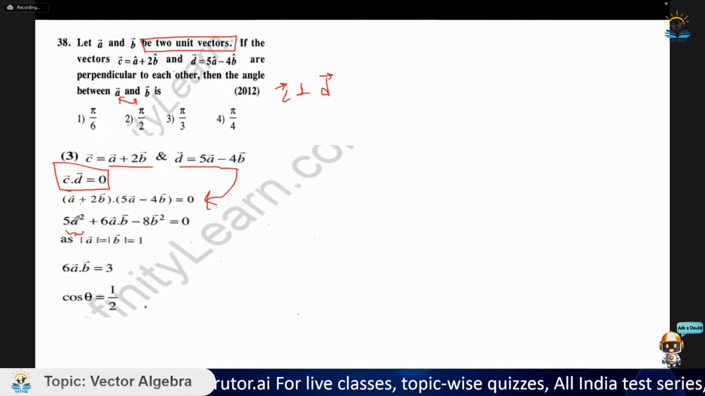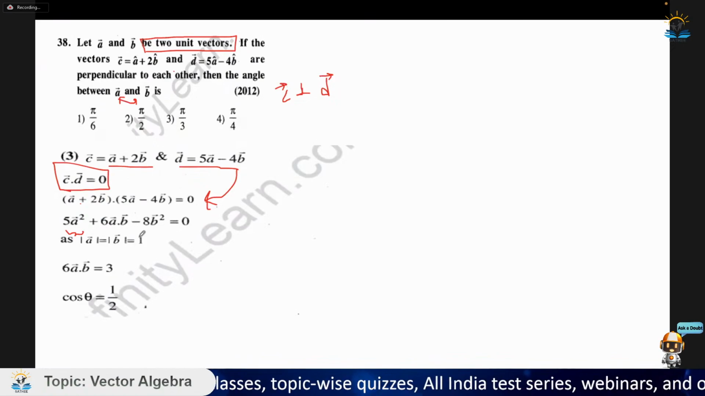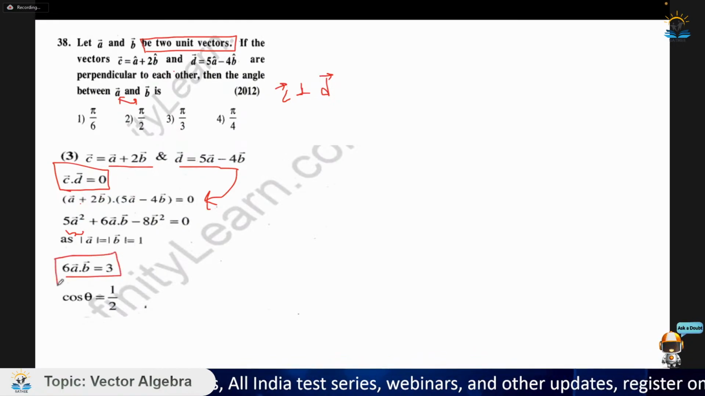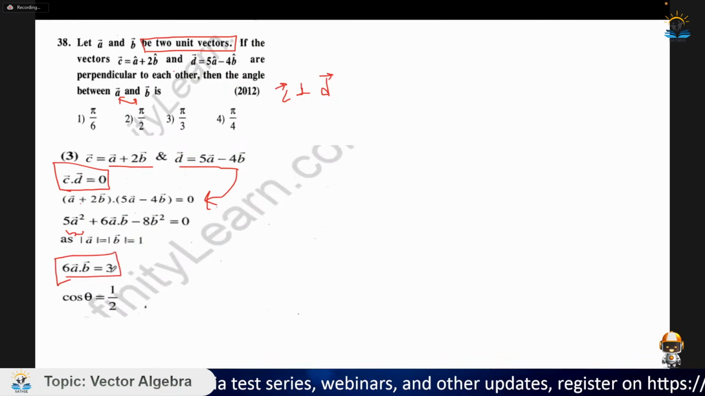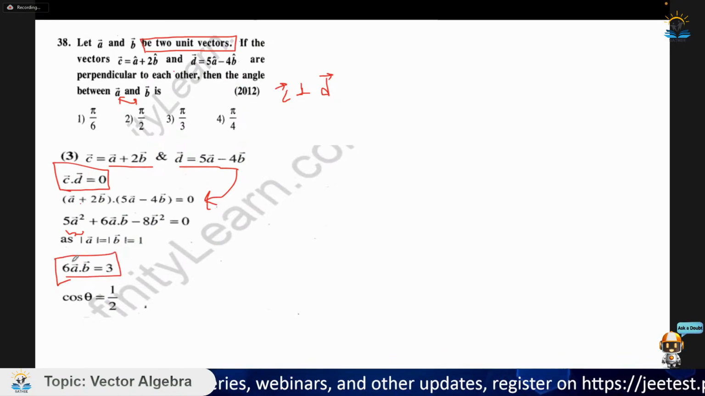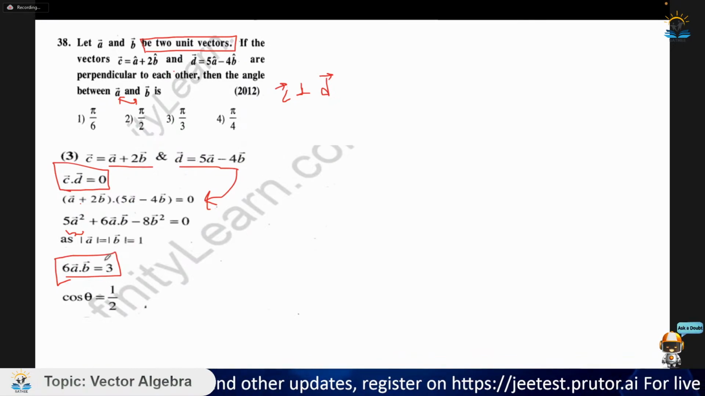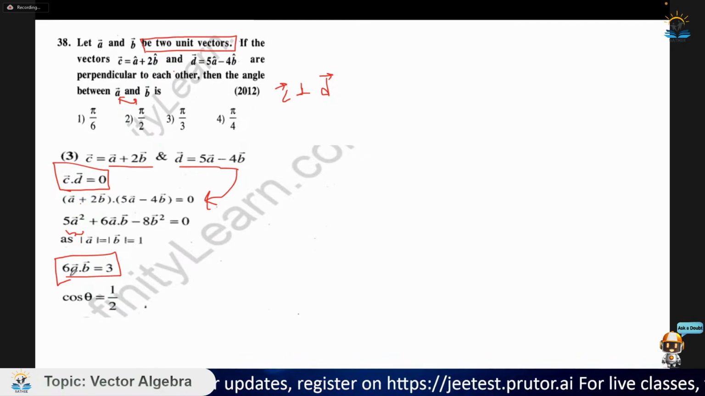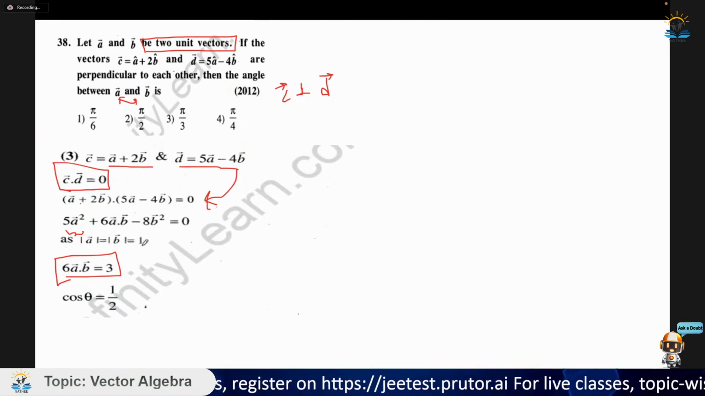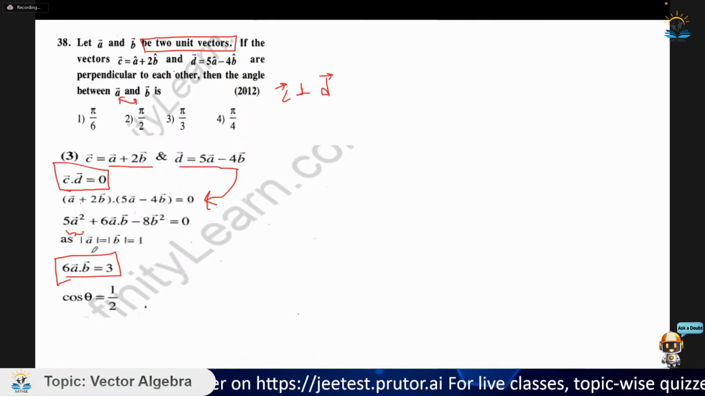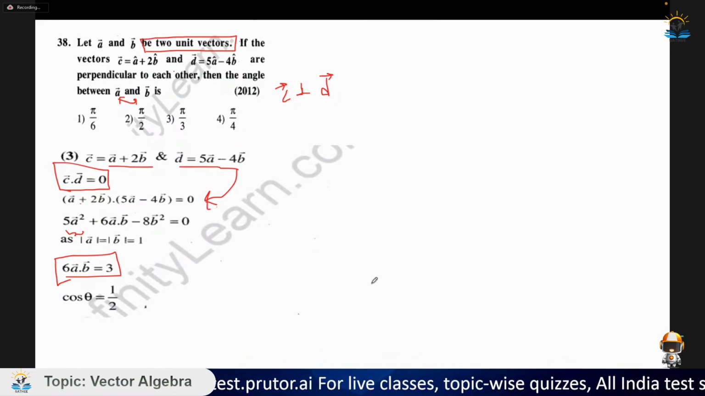So when we put the value of a as 1 and the value of b also as 1 here, we get 6ab is equal to 3. Okay, 6ab is equal to 3. Now ab is nothing but a vector b vector cos theta, and magnitude of a vector and magnitude of b vector is 1. So we have cos theta is equal to again 1 by 2. Okay, so this was the same answer but not the same question.